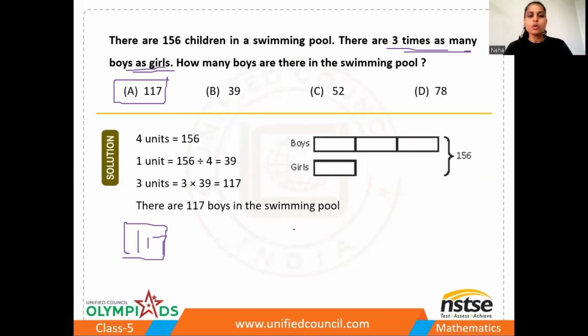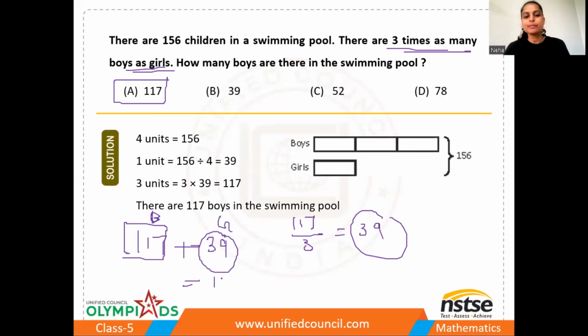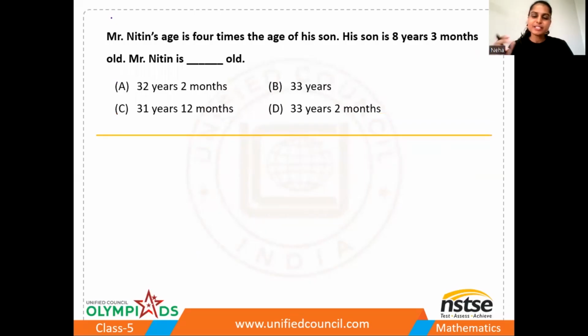Now, 117 divided by 3 is what? This is 39, right? So that means we have 117 boys and 39 girls. If I add these two numbers, yes, I am going to get 150. Perfect. So in these questions, I can go with the options also. All right. Let's move to the next one.